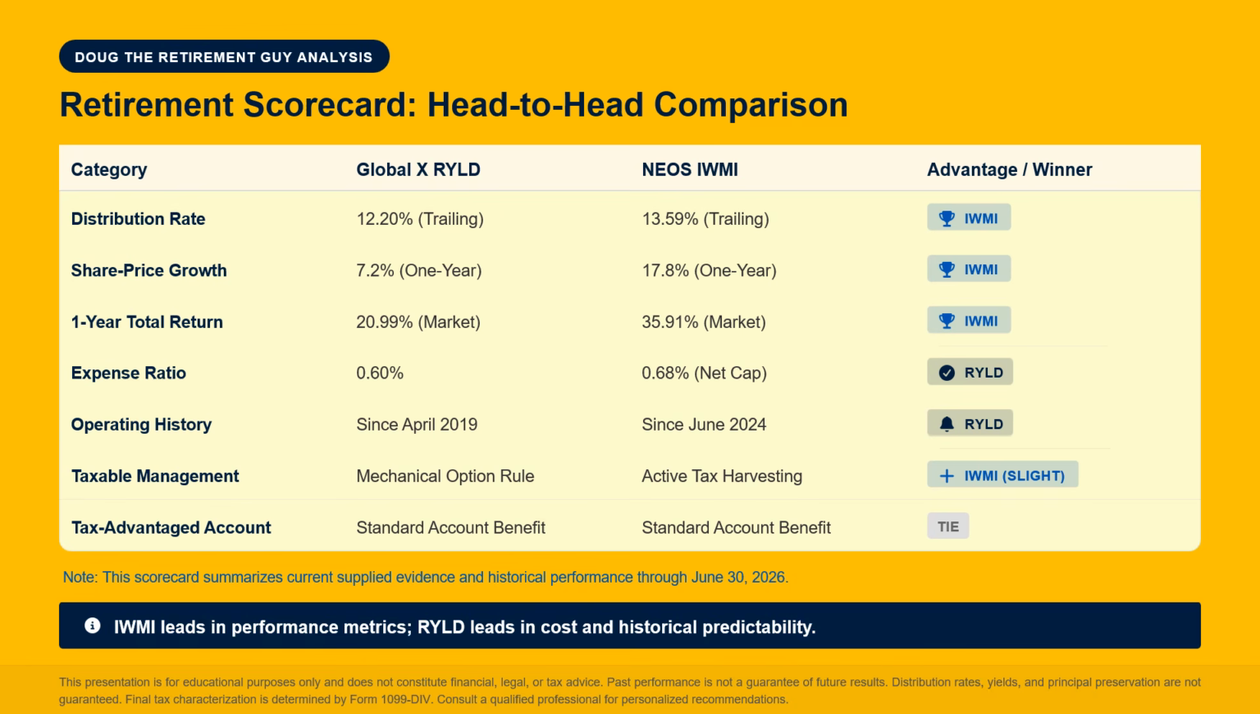Taxable, as I said, these are two, I'm going to call them a tie. I'm going to put a little lean into NEOS strictly because of that tax harvesting side of things, and really have to say the 1256 contracts. But the tax advantage in a standard account, it's a trade-off. It's equal to each other. So overall, guys, I think IWMI leads the performance metrics across the board.